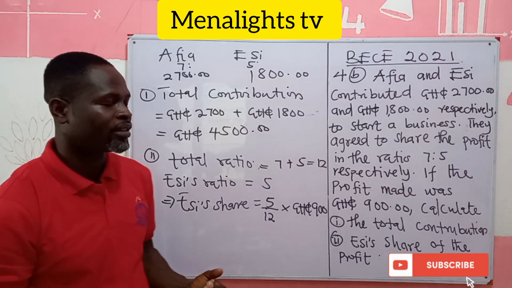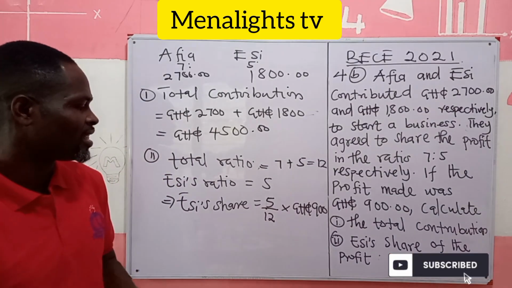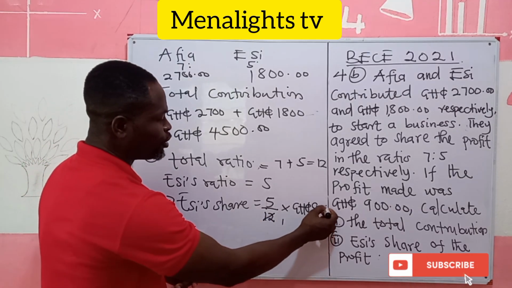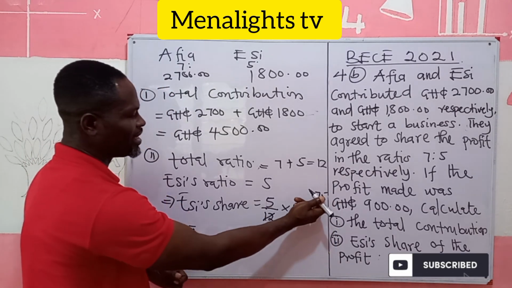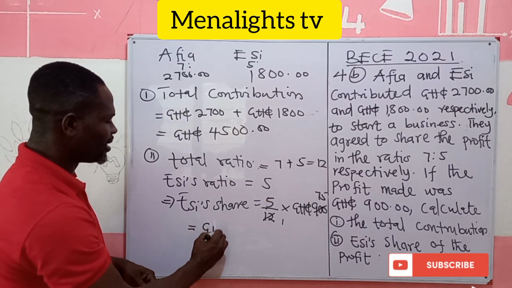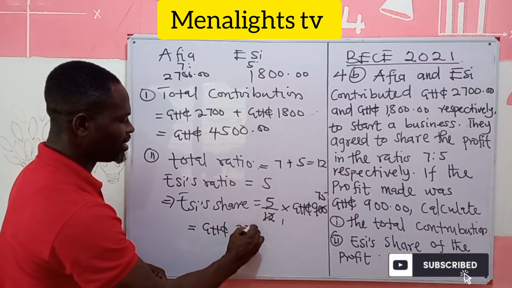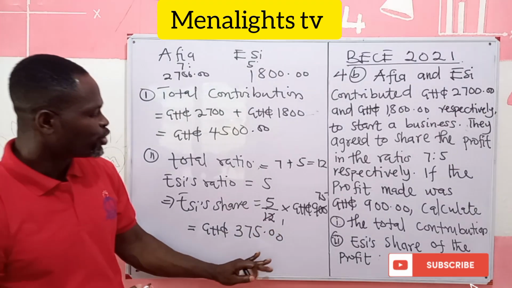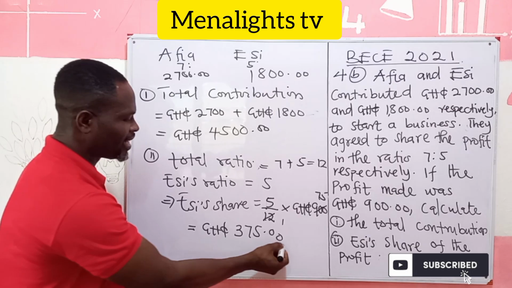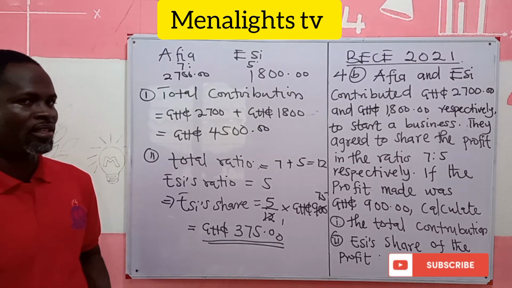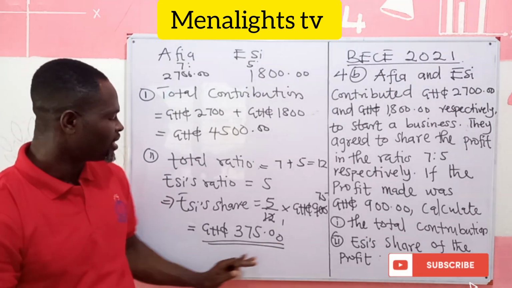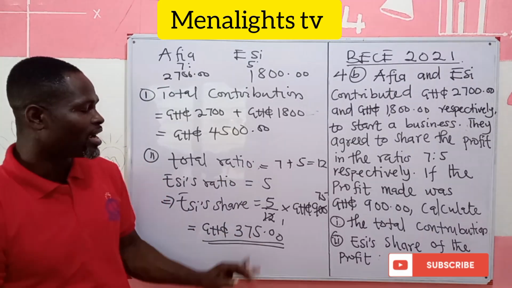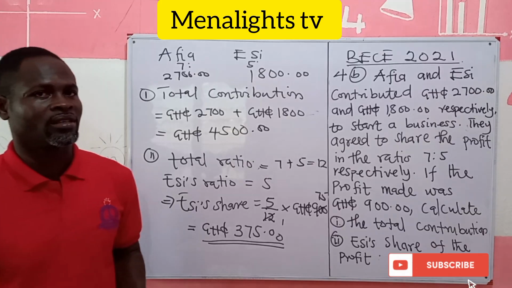5 out of 12 times 900 cedis. So here 12 will go into itself once and go into 900 75 times. So 75 times the 5 here will give us 375 cedis. So we have the 375 cedis. This 375 cedis is AC's share of the profit. So the profit that AC made from the contribution that they made to start a business is 375 cedis.